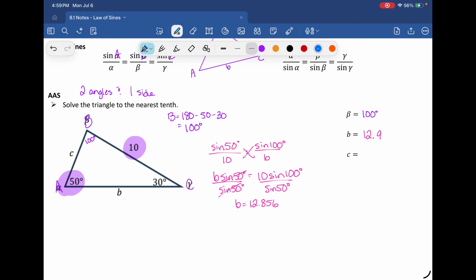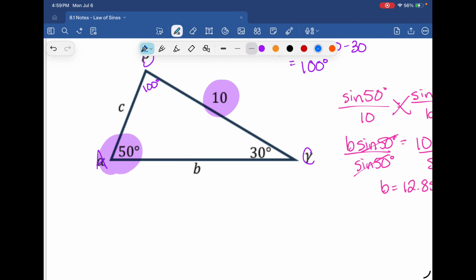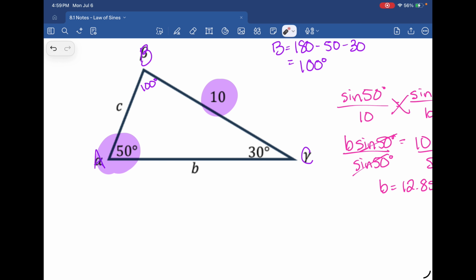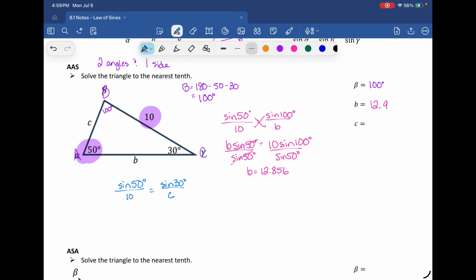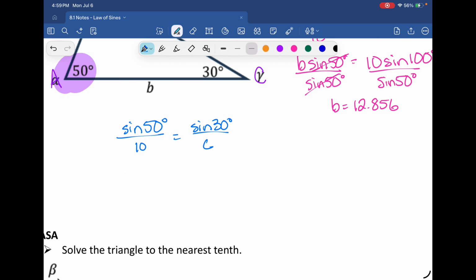All right, remaining side, C. Start with what we know. We know angle A, side A. Sine 50 degrees over 10 equals sine 30 over C. Cross multiply.